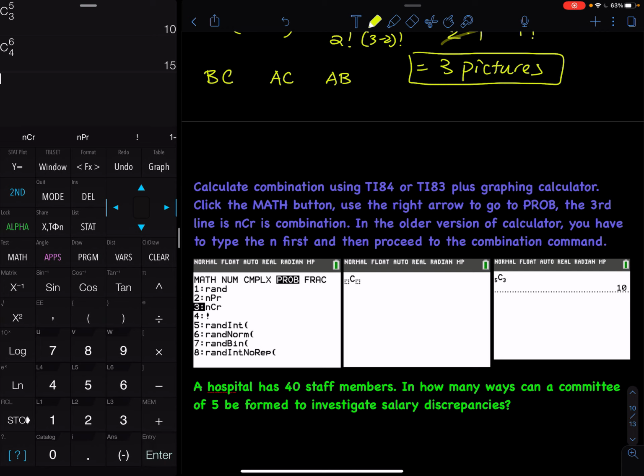Okay, for some older calculators, if you want to do 6 choose 4, you will have to type a 6 first. For the newer calculator, they will just let you do the typing after you selected the combination. For the older calculator, you cannot.